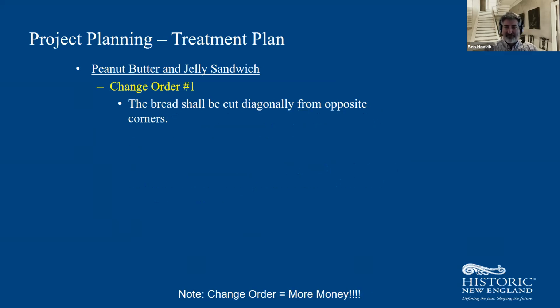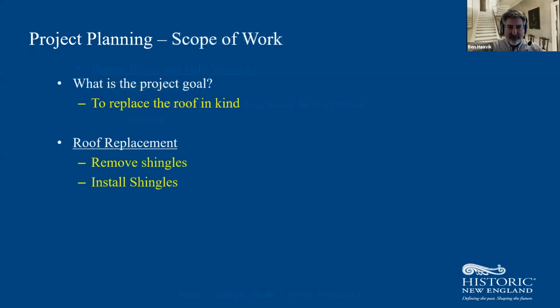And in this case, I forgot to tell my mom about the diagonal cut, and that the bread needs to be cut that way. So I left it out of the contract. My mom serves the sandwich. My son says, I need it diagonally cut. Okay, well, that wasn't part of the project plan. So now that's going to cost us money. So again, these are the elements. That's why you want to be thoughtful and thorough.